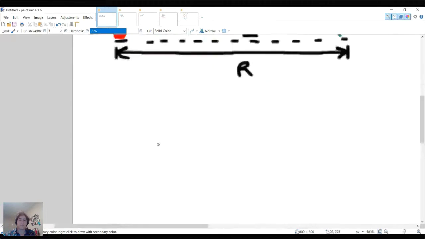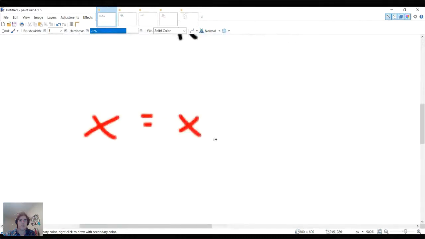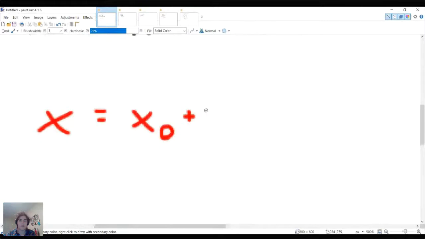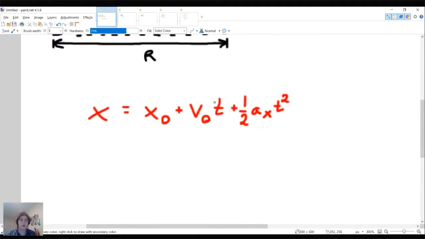So the first equation that's on your equation sheet that you can use, I think this is how it's written, it might be x equals x0 plus v0t plus 1/2 a_x t squared. I think that's how it's written on the equation sheet, but you could write that down and get full credit, or full credit for that part at least. So this is basically saying the position is equal to the initial position plus the initial speed times time plus 1/2 times acceleration in that direction times time squared.